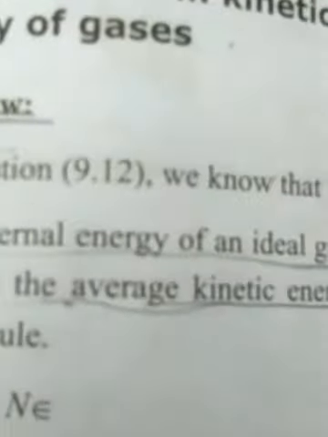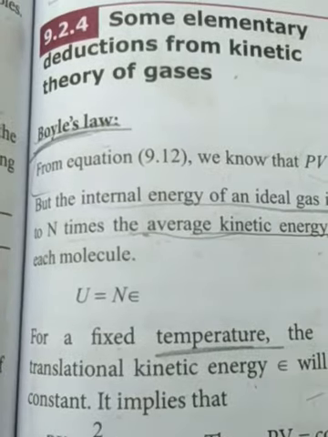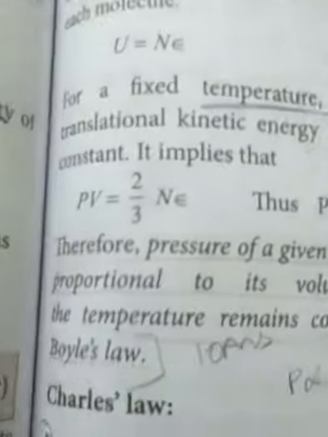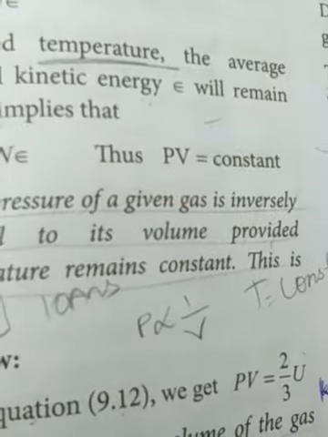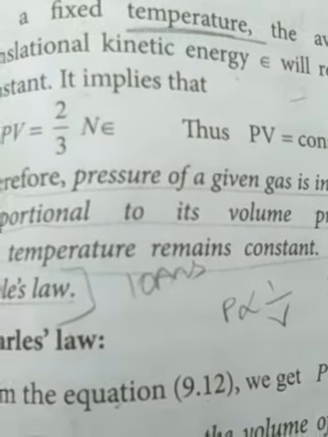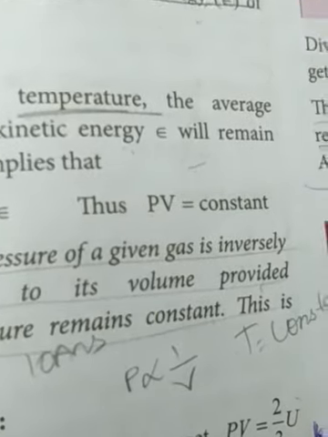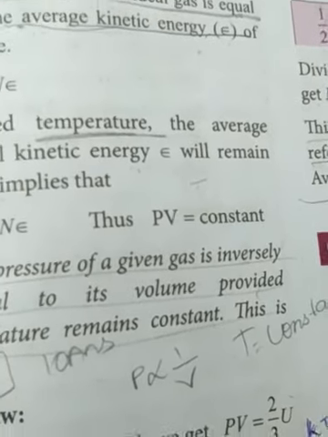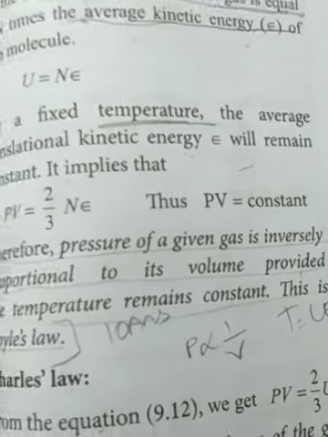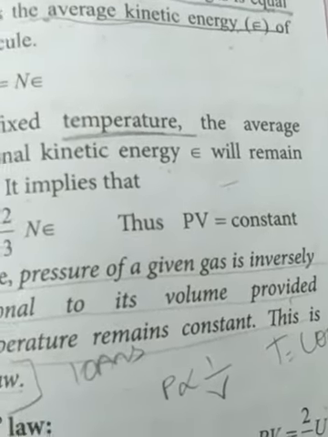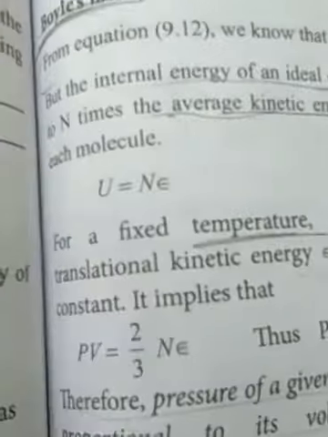The first law, which you already know, is Boyle's law. In Boyle's law, the temperature is constant. When the temperature is constant, the pressure of a given gas is inversely proportional to the volume of the gas. So here the temperature is constant.